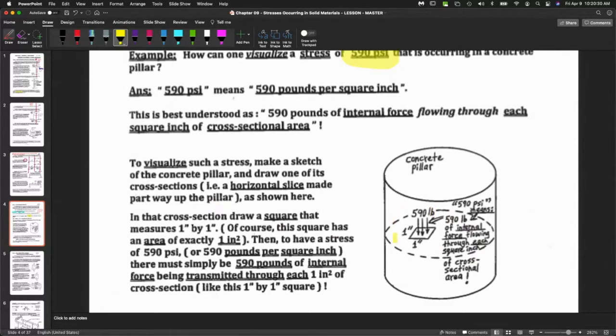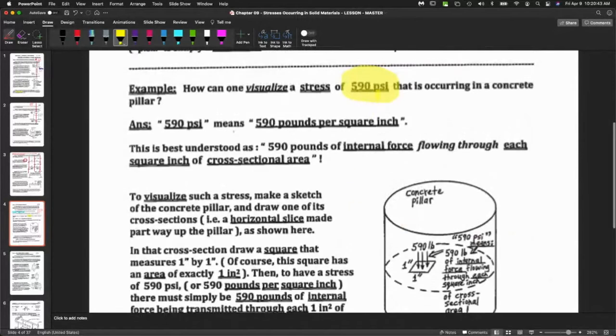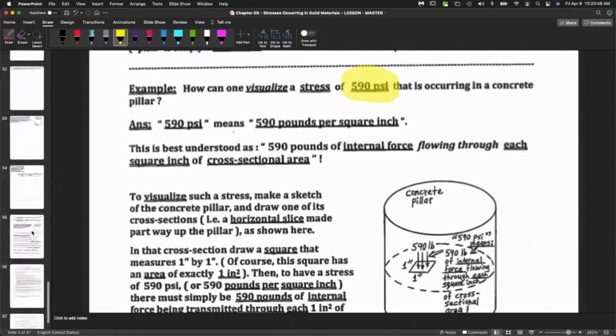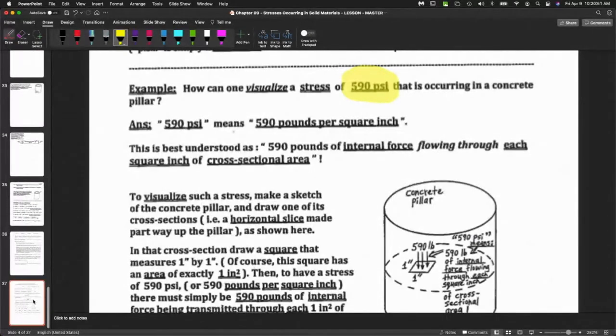You can see an example here of visualizing a concrete pillar, and you can see the 590 pounds of force internally flowing through an area of 1 square inch. These units that I've presented here, psi, are in the imperial system. There are equivalent units in the metric system. So I'll go to my summary at the end here.